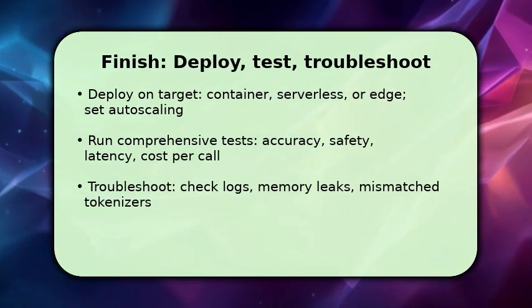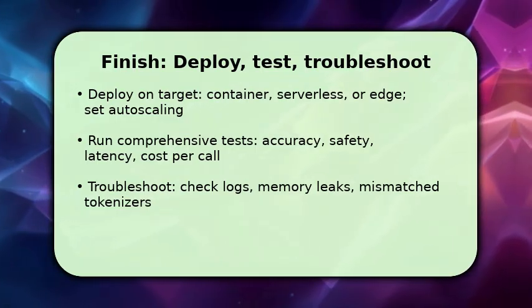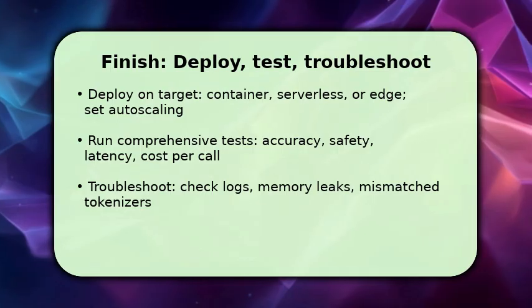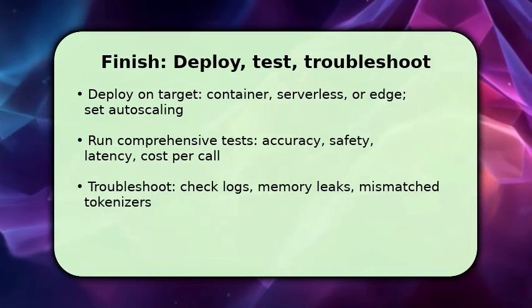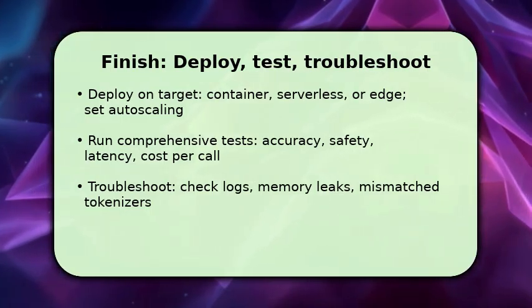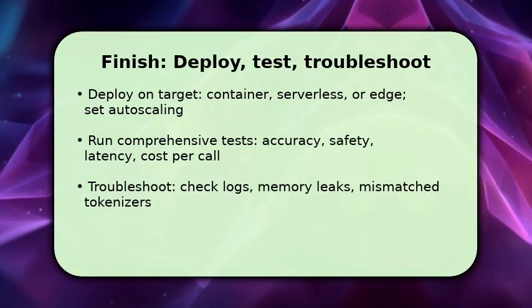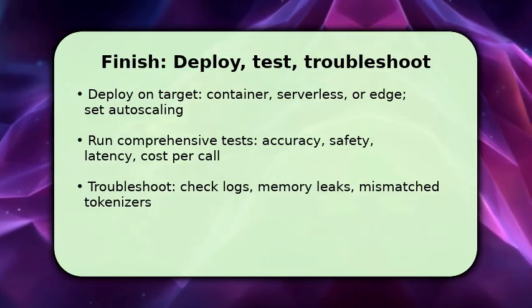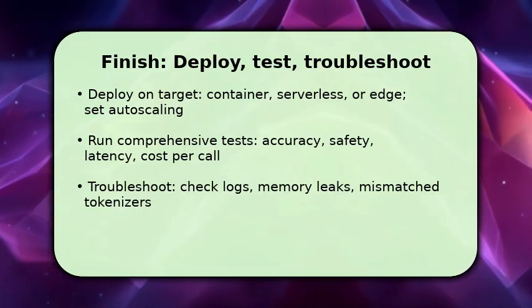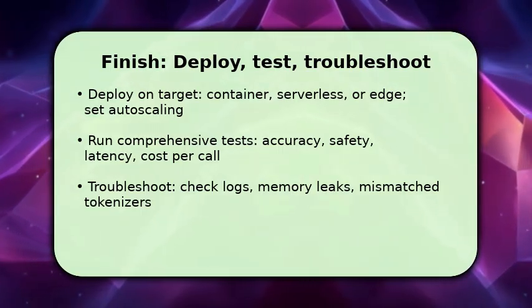Run full validation for accuracy, safety checks, latency, and per-call cost, then iterate on optimization steps like quantization or batching. Once live, monitor logs and telemetry for regressions and user feedback. Make small, controlled updates. If something breaks, check mismatched tokenizers, memory exhaustion, and dependency versions first. These are the single most common failures to resolve quickly.